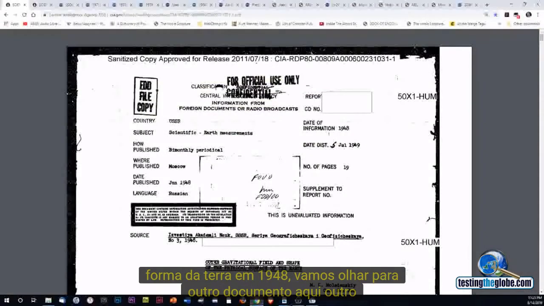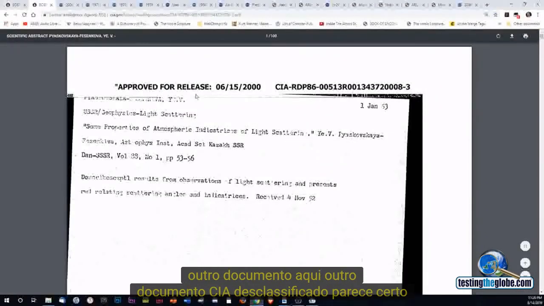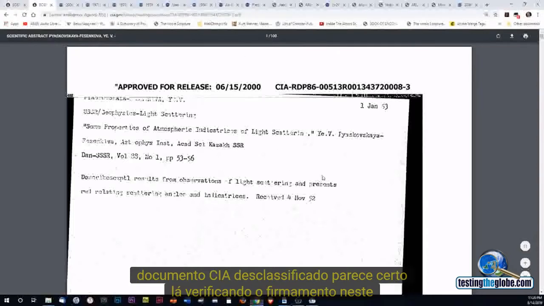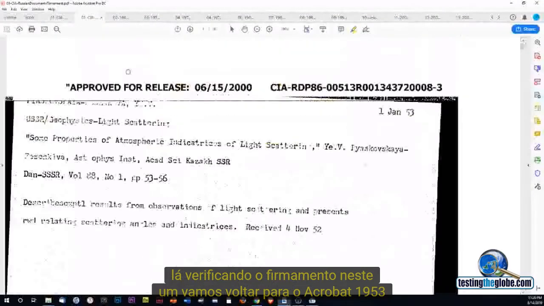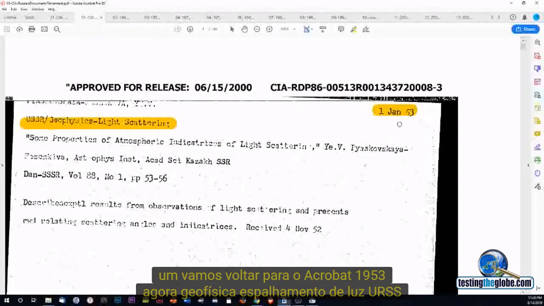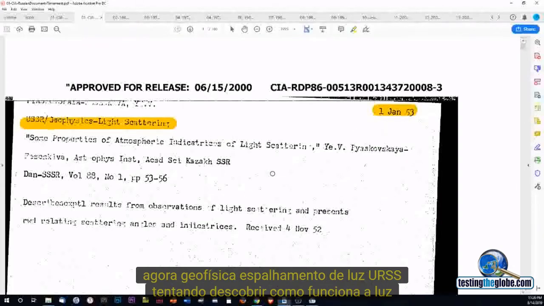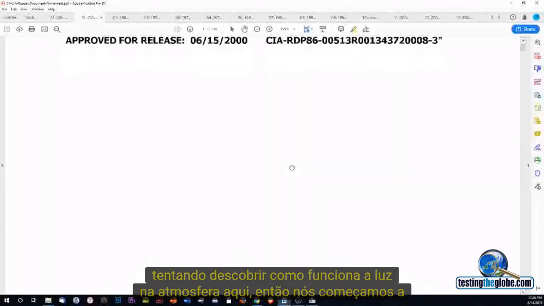Let's look at another document here. Another declassified CIA document up here, right? They're checking out the firmament in this one. Let's go back to Acrobat. 1953 now. Geophysics light scattering, USSR. Trying to figure out how does light work in the atmosphere here.